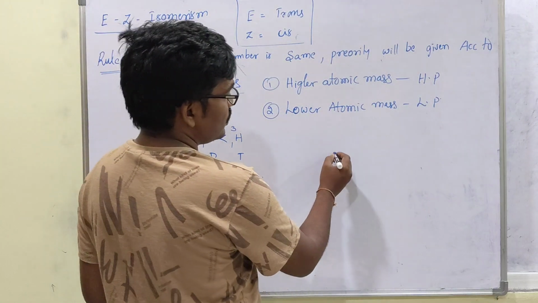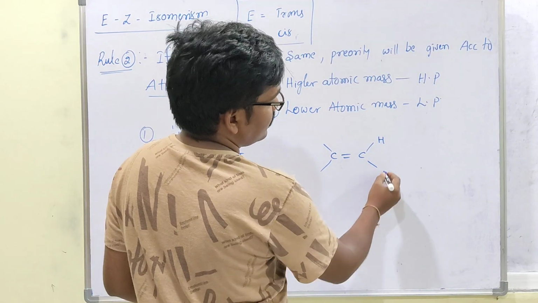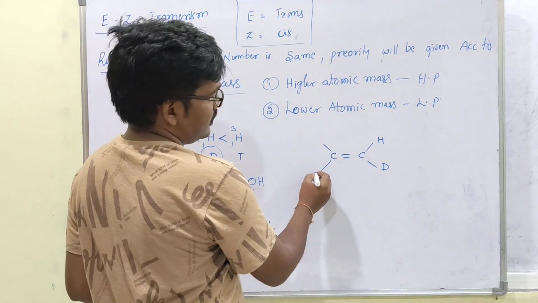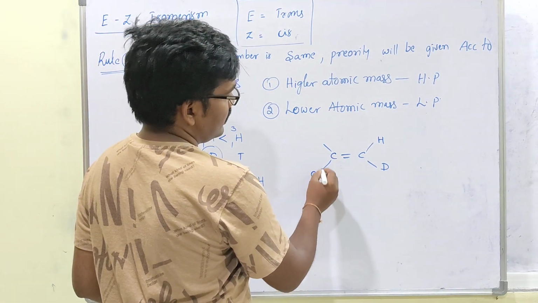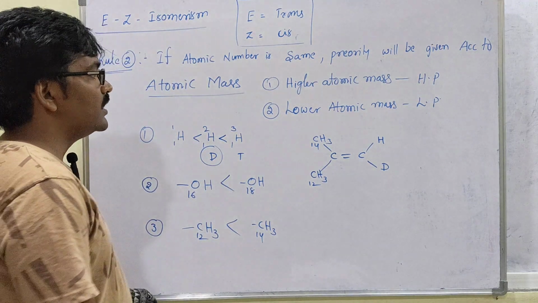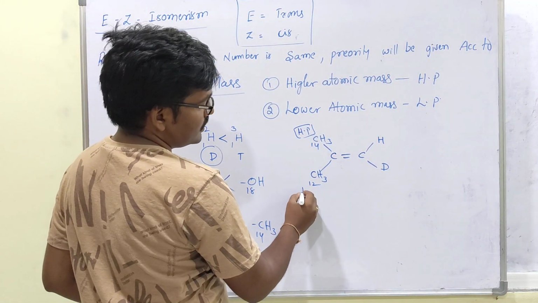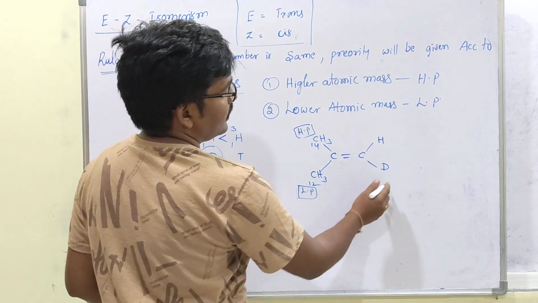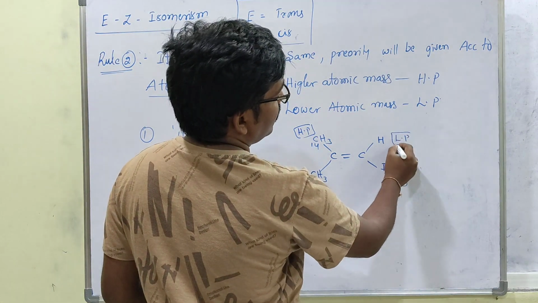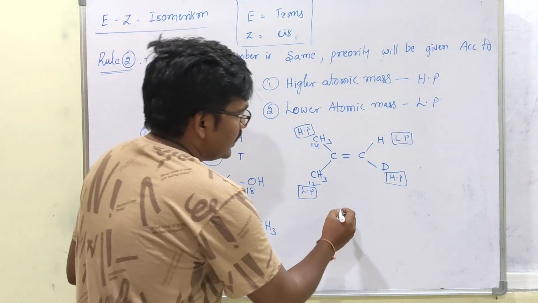For example, my dear students, look at C double bond C. Here H and D, deuterium. Then CH3 with carbon 12, and CH3 with carbon 14. We know higher atomic mass is the higher priority, lower atomic mass is the lower priority. So if the higher atomic mass groups are on opposite sides, then we call it the E isomer.